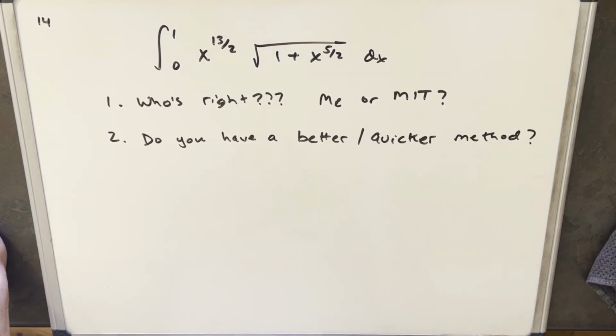So the first issue is that I ended up with a different answer than MIT. I'm pretty sure I have the right answer, but feel free to let me know if there's some logic to why I got a different answer, or if you got a different answer. I also found my method to be a little long and tedious, so let me know if you found a shorter way to clean this up a little bit.